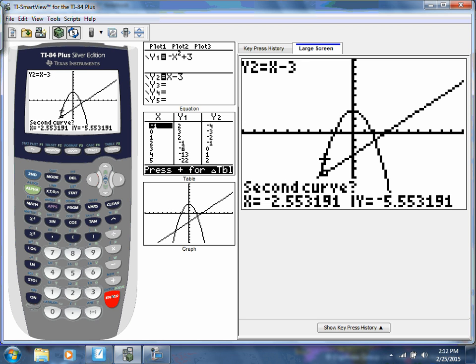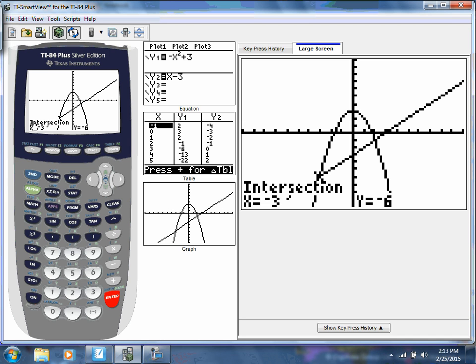And then notice that the cursor automatically moves to the next line. And it says second curve. So then just hit enter to tell the calculator yes. And then the calculator is going to say guess. That's the calculator's way of saying, are you sure you want me to do this? So we'll hit enter again, and it's going to tell me the intersection. -3, -6, right there at the bottom of the screen. Okay, -3, -6. So that got me the intersection on the left.